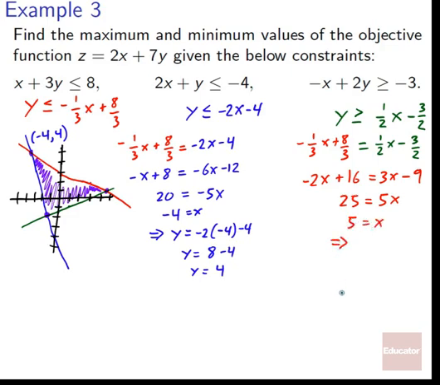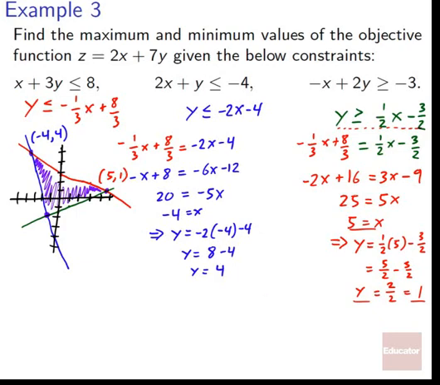We can now plug this into either one of them. To me, the y equals 1 half x minus 3 halves looks ever so slightly friendlier, so I'll plug into that one. So y equals 1 half times 5 minus 3 halves, so 5 halves minus 3 halves, which equals 2 over 2, which equals 1. So at this point, we've got another vertex, 5 equals x and y equals 1. That's going to occur where the red and green intersect over here. So 5, 1.